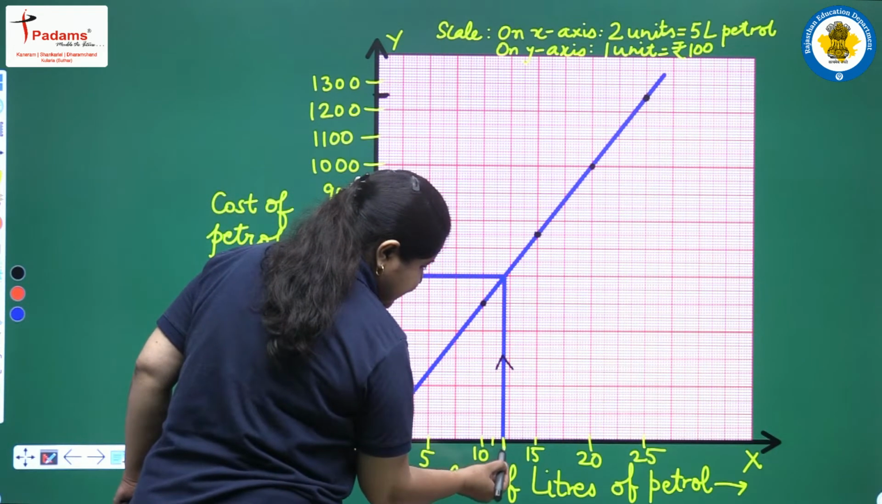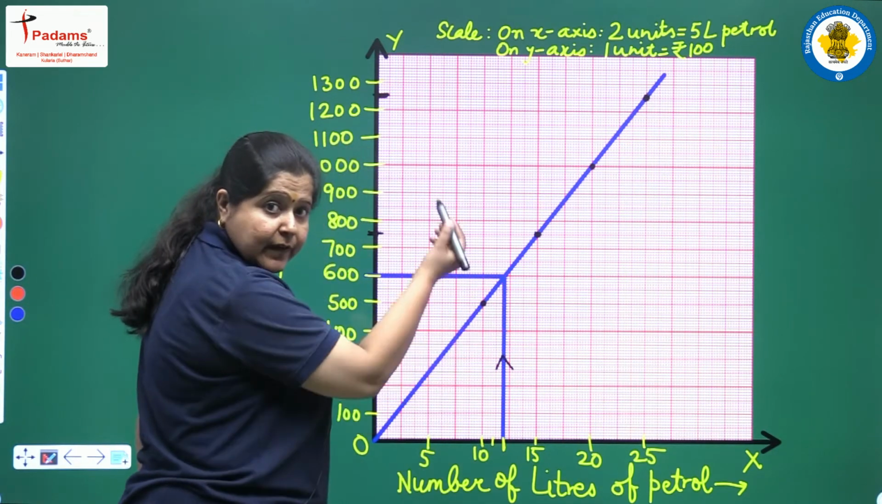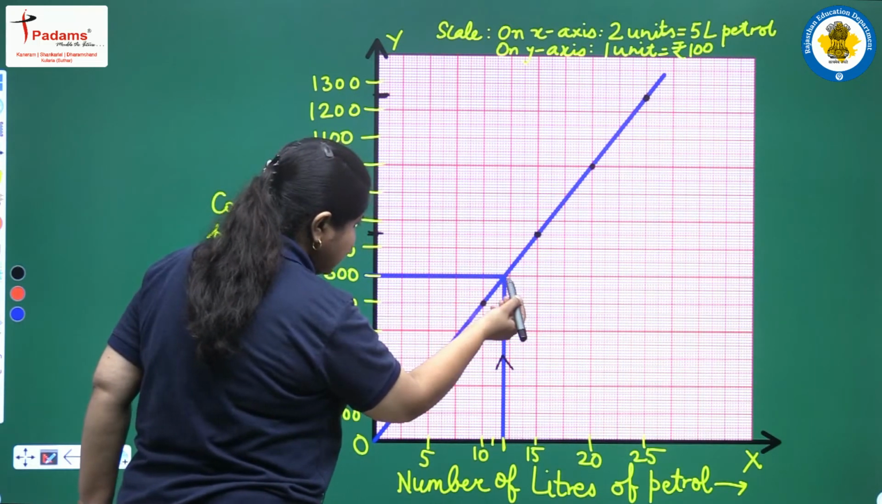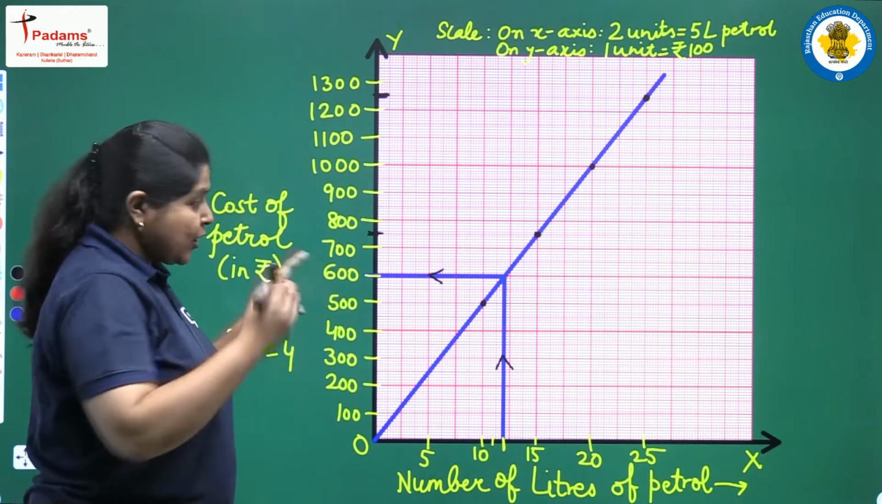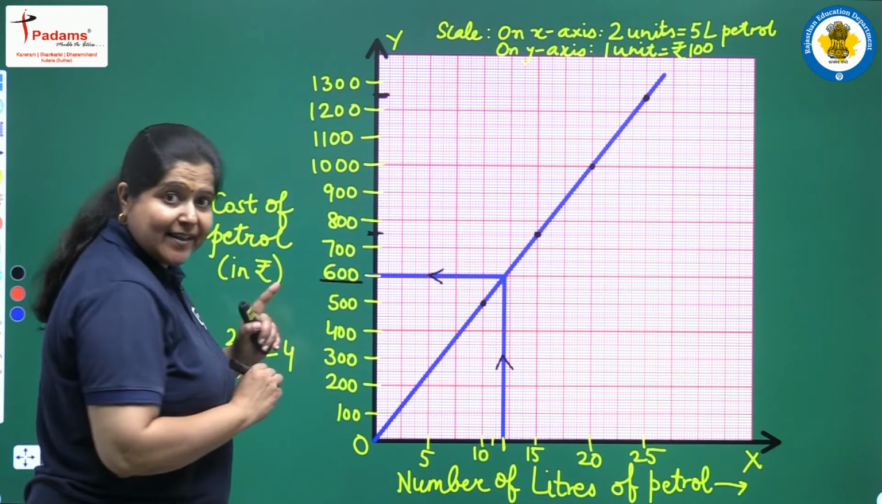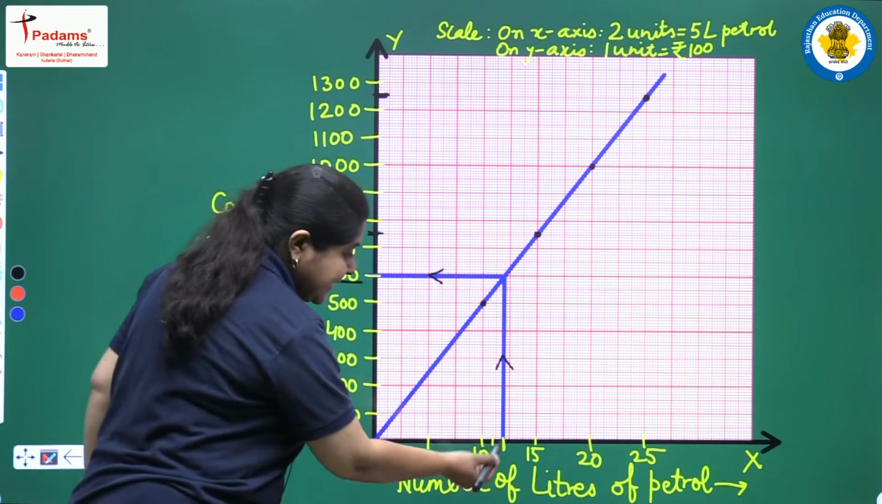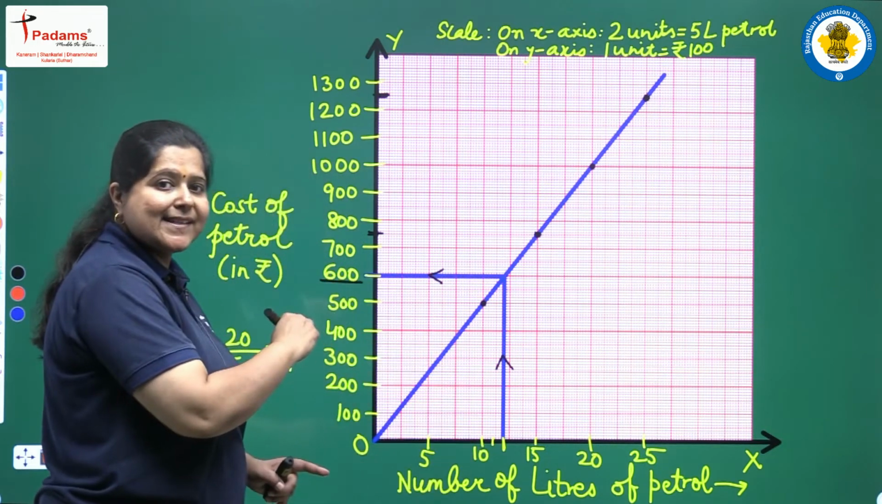पहले हम 12 liters से ऊपर चले vertically ग्राफ तक और फिर ग्राफ तक पहुँच के हम लेफ्ट साइड मुड़े towards this y-axis और यहाँ हमें indicate हो रही है value 600. इसका मतलब क्या हुआ कि 12 liters of petrol will cost rupees 600.